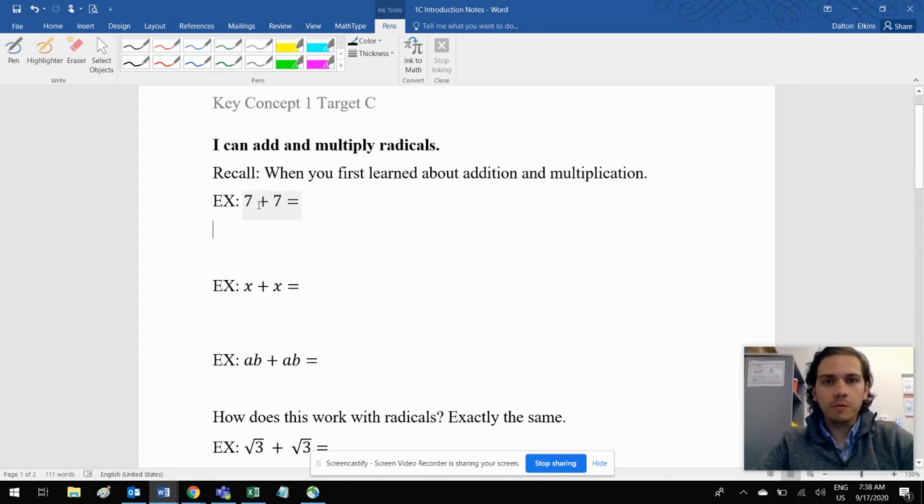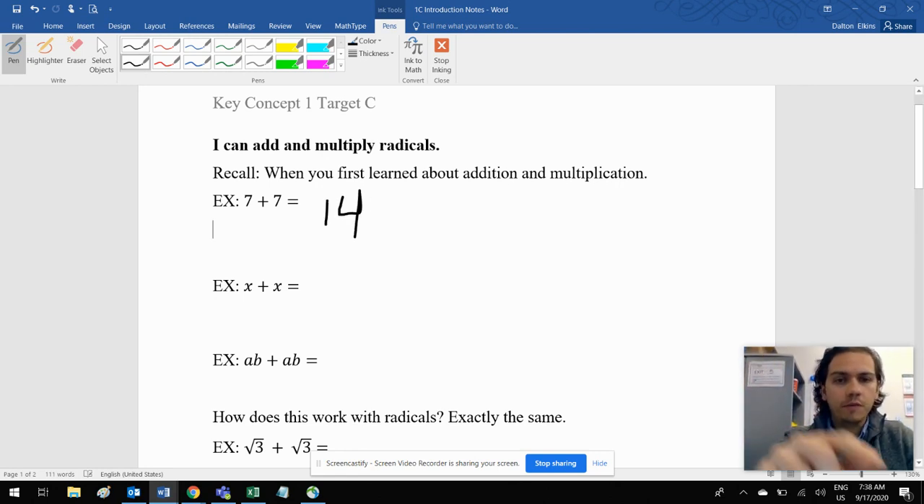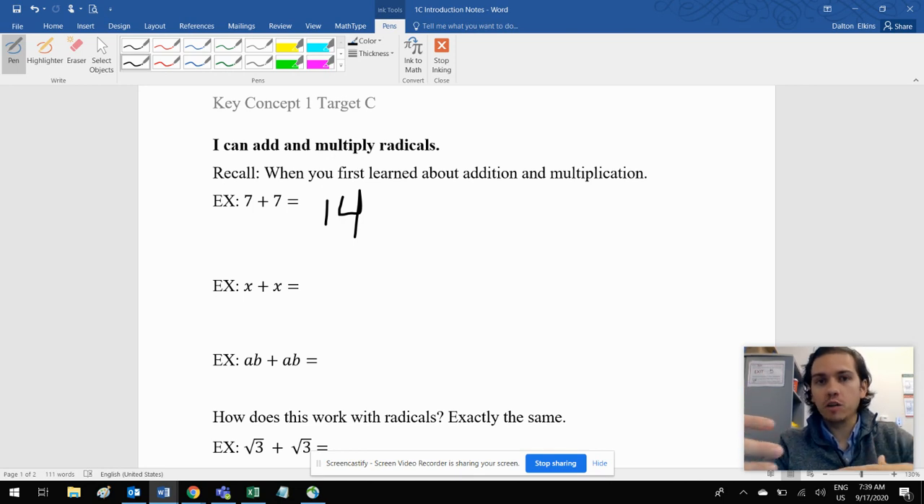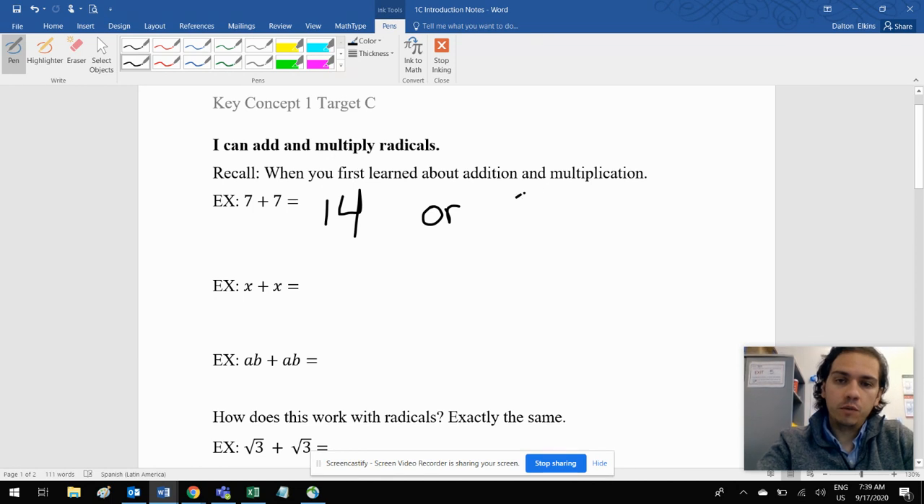For example, one of the first things that you learned in your math career was how to add numbers. So if I had 7 plus 7, you either take your fingers and count, or you eventually learn that 7 plus 7 is equal to 14. But a little bit later in your math career, you learned how to represent this as multiplication. Because this is 7 plus 7, you have two 7s. So one way you wrote it was 2 times 7, which is equal to 14.